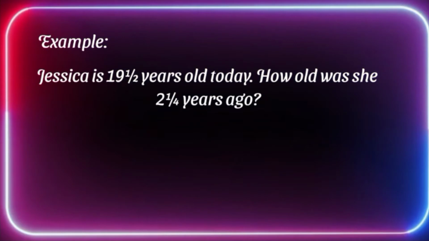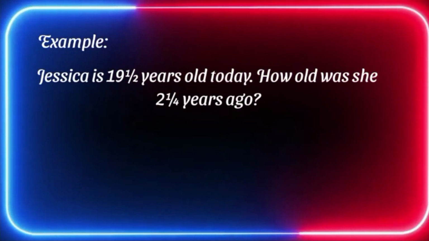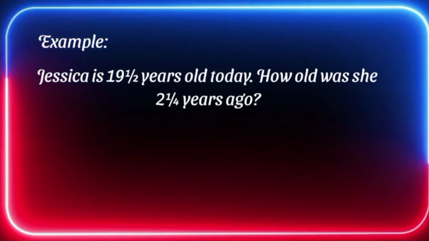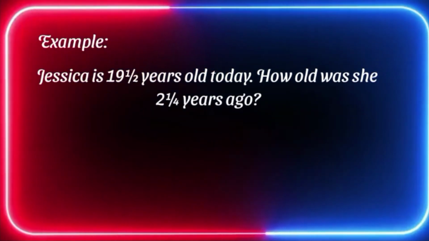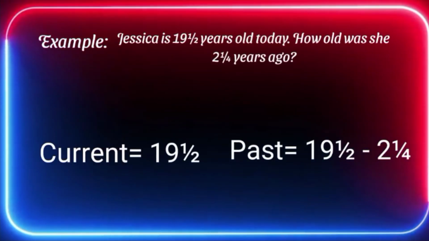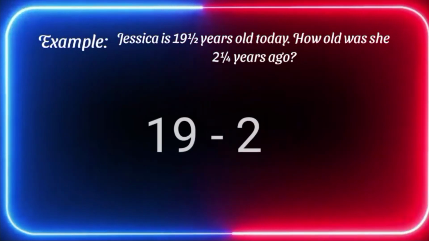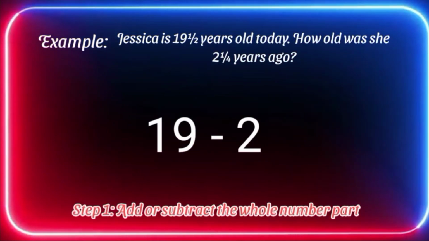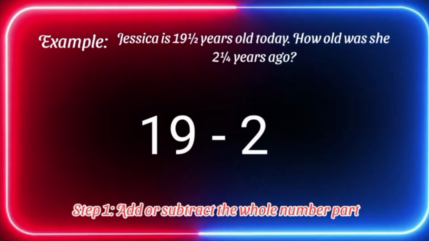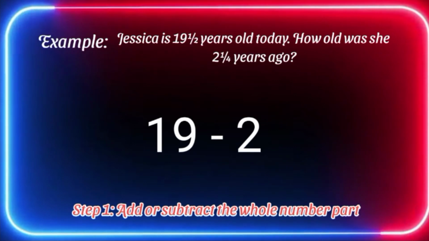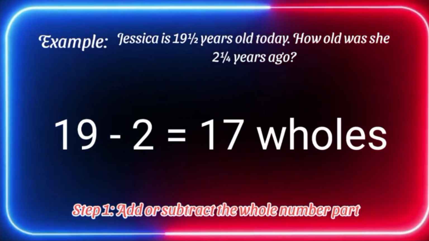Let us have our example. Jessica is 19 and 1/2 years old today. How old was she 2 and 1/4 years ago? Since we are looking at the difference between her current and past age, our equation will look like 19 and 1/2 minus 2 and 1/4. First step is to subtract the whole number part, which is 19 and 2. So, if we subtract 19 minus 2, we get 17 wholes.